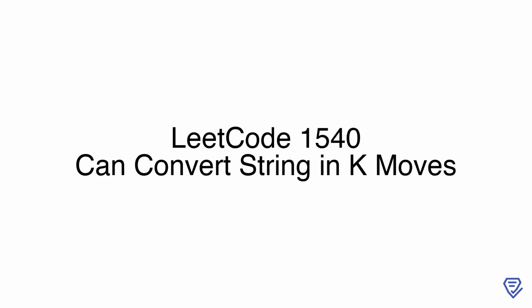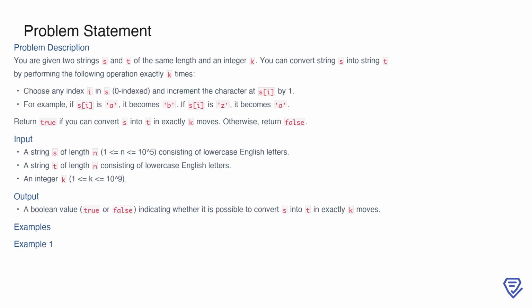Let's get started. In this problem, we are tasked with determining if we can convert one string, s, into another string, t, in exactly k moves. Both strings, s and t, are of the same length, and the operation we can perform involves incrementing any character in s by 1. For instance, if a character is a, it becomes b, and if it's z, it wraps around to a. The goal is to evaluate whether it's possible to transform s into t within the exact number of k operations, and return true if it is, or false otherwise.